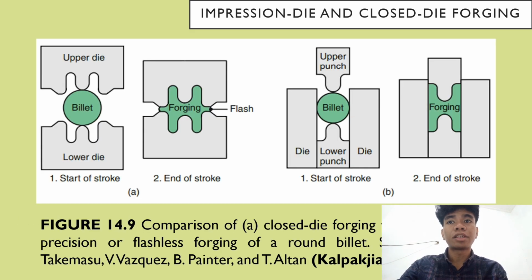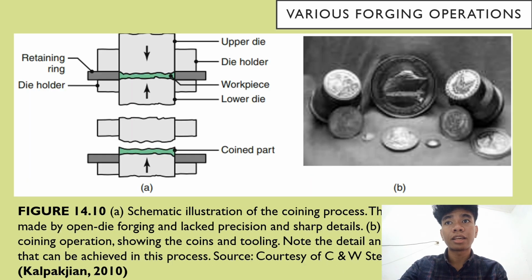Next is Figure 14.9. This figure compares conventional closed die forging with flash and precision flashless forging. Flashless forging requires tighter control of volume and die alignment.